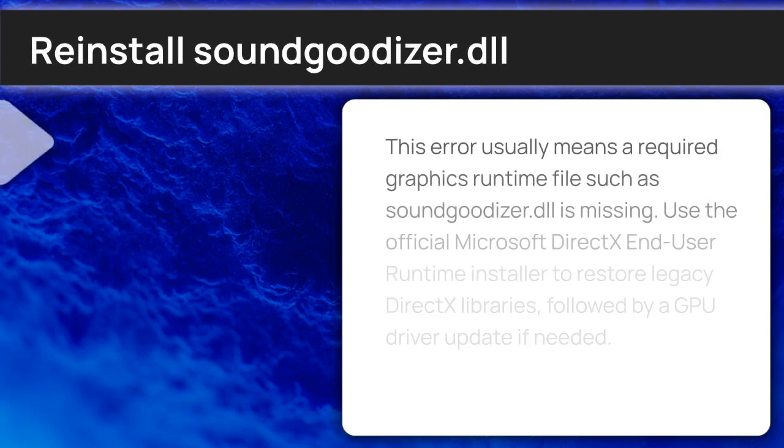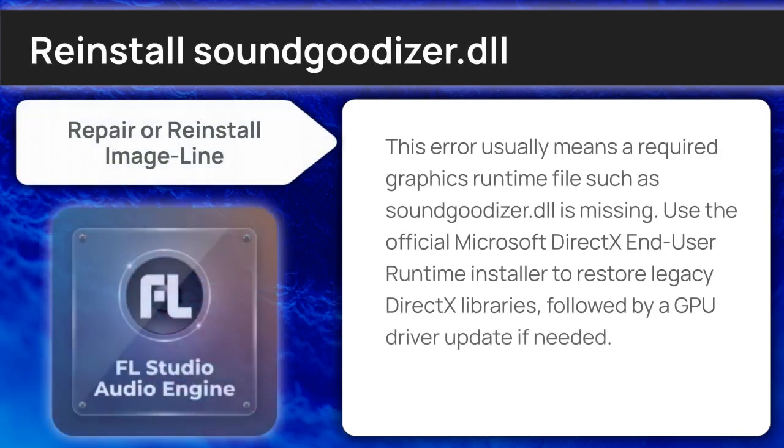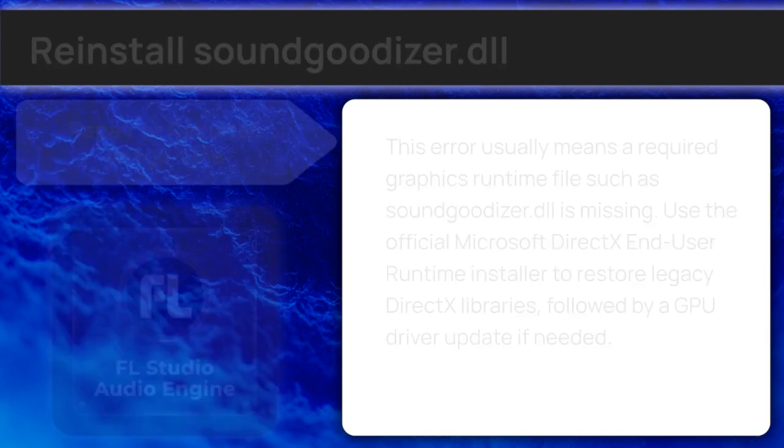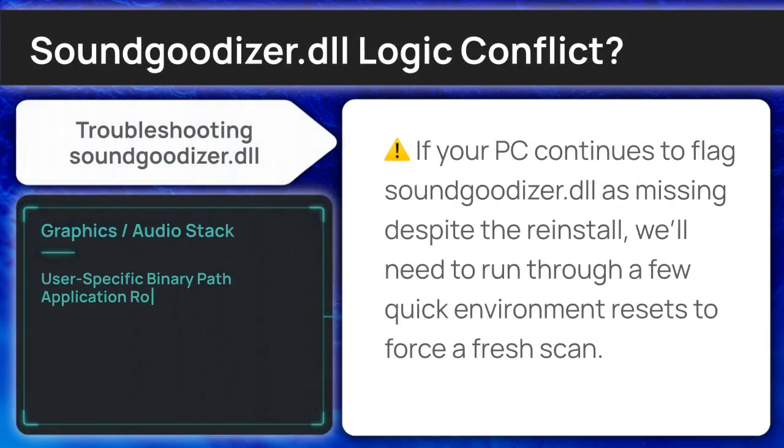This error usually means a required graphics runtime file, such as Soundgoodizer audio plugin DLL, is missing. Use the official Microsoft DirectX end-user runtime installer to restore legacy DirectX libraries, followed by a GPU driver update if needed. When the primary installation path fails, a more surgical approach to checking your system's environmental variables is required.